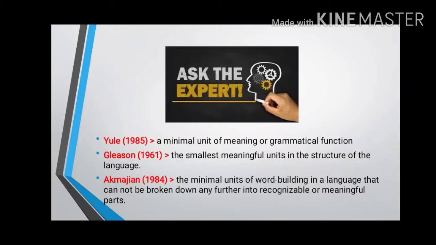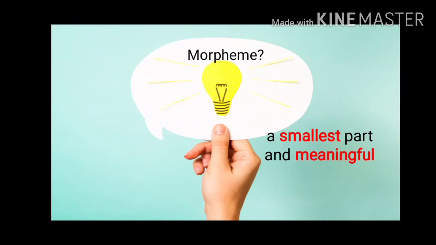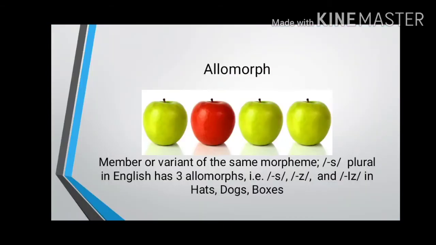Some experts have already defined what is called a morpheme. Yule 1985 mentions a morpheme is a minimal unit of meaning or grammatical function. Gleason 1961 says a morpheme is the smallest meaningful unit in the structure of language. Akmajian 1984 says that a morpheme is a minimal unit of word building in a language that cannot be broken down any further into recognizable or meaningful parts. So we can understand that a morpheme is the smallest part and meaningful.